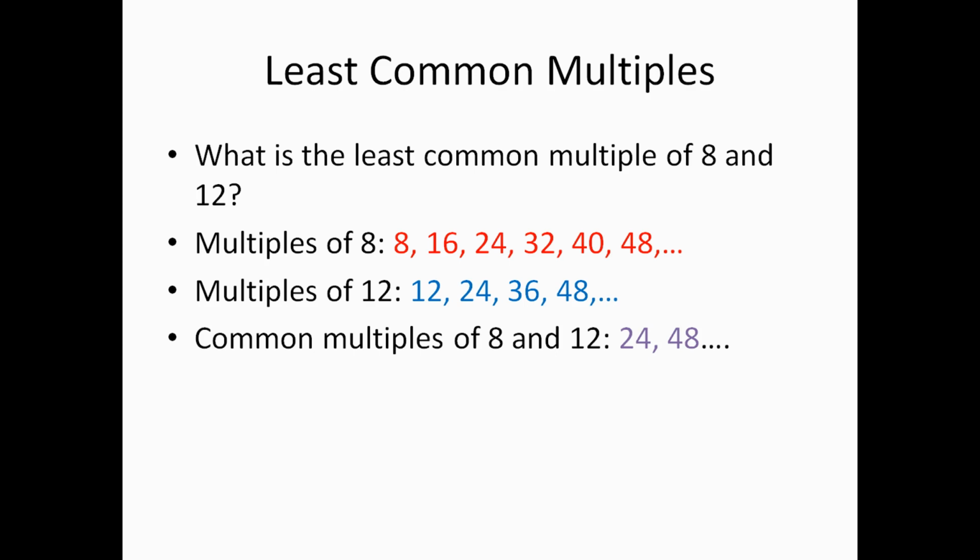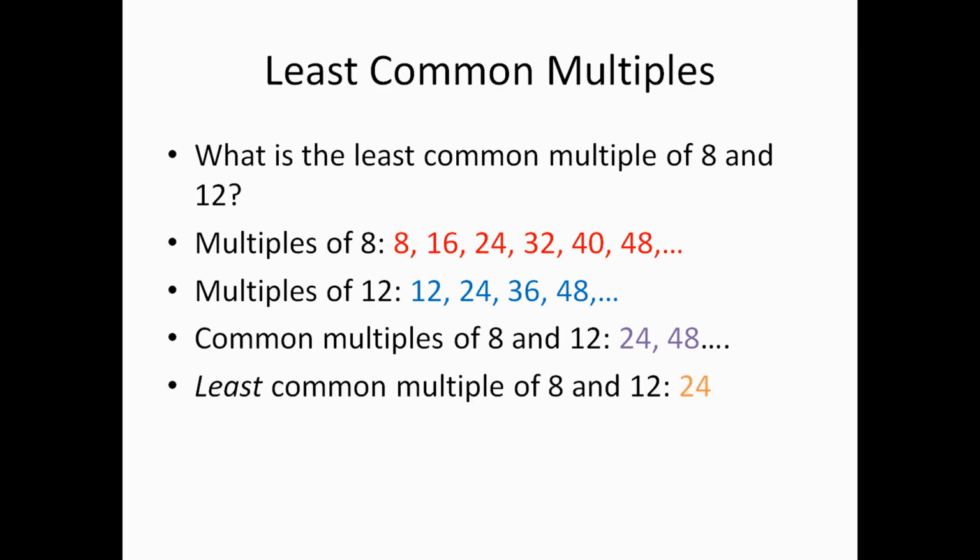but we'll stop there. And finally, least just means the smallest. So the smallest multiple that the two numbers have in common is the definition of the least common multiple, and in this case it is just 24.